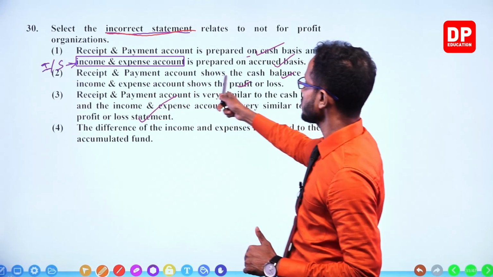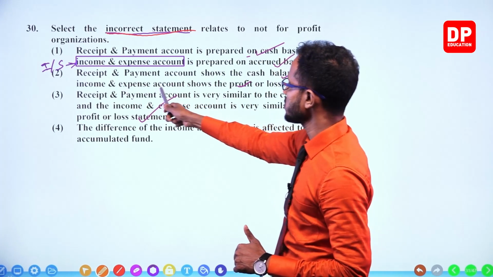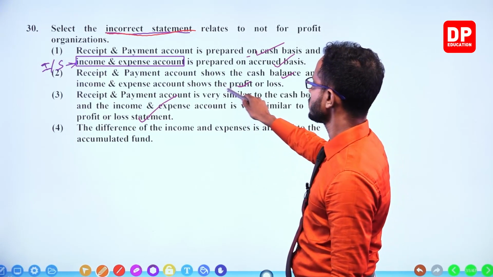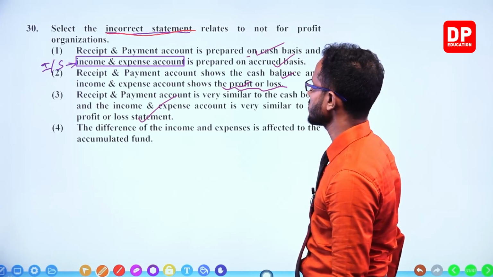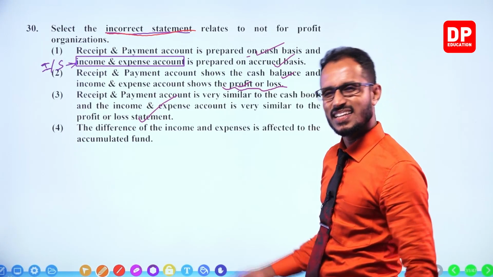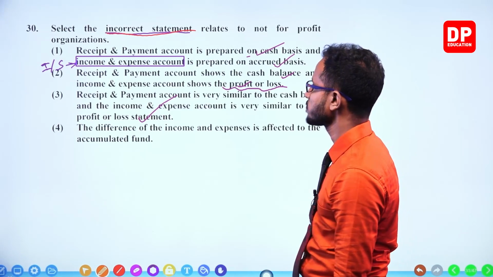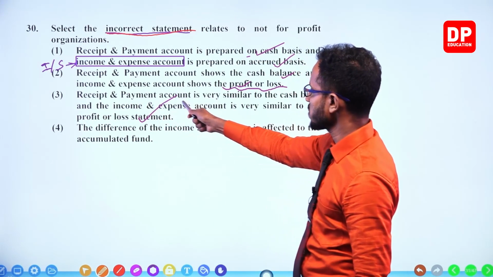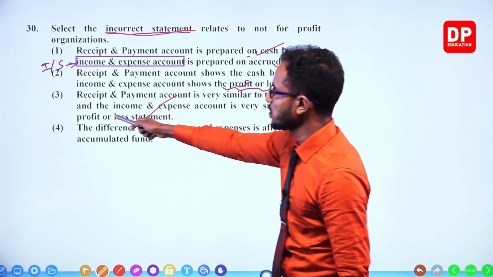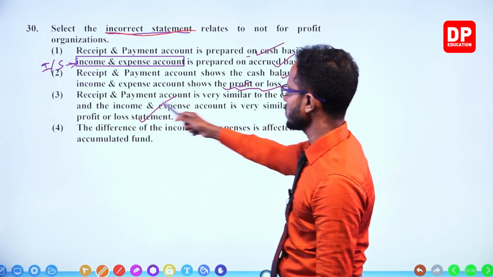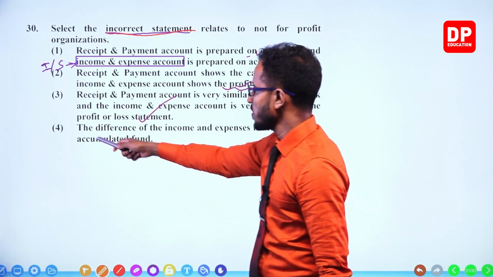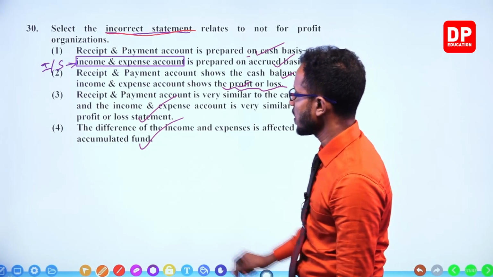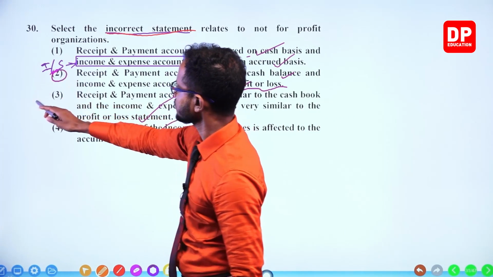Receipts and payments account shows the cash balance, and income and expenditure account shows the profit or loss. No. Income and expenditure account shows the surplus or deficit. It is the same as profit or loss. Then third one, receipts and payments account is very similar to the cash book, and income and expenditure account is very similar to the profit or loss. That is also okay. Difference of the income and expenditure is affected to the accumulated fund. That is also okay.